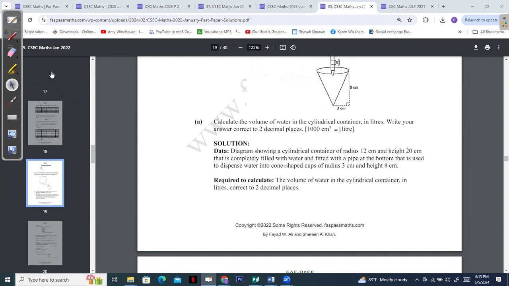Correct. Divide. No. How you get multiply? Look at what's going on. You're decreasing. You're moving from 1,000 to 1. So from centimeters cubed to liters, it's going to be a divide. You see what I'm saying?